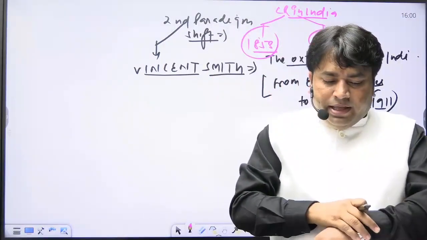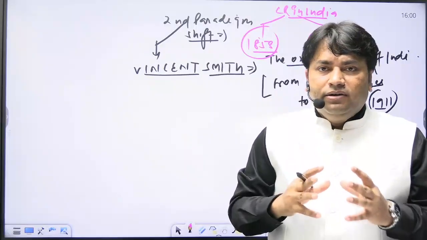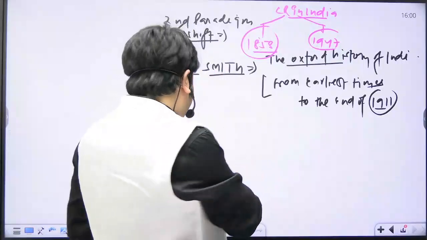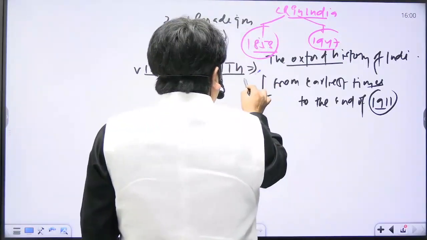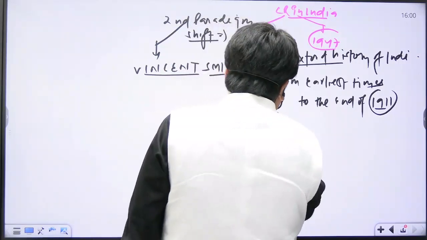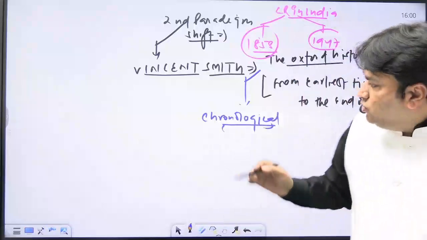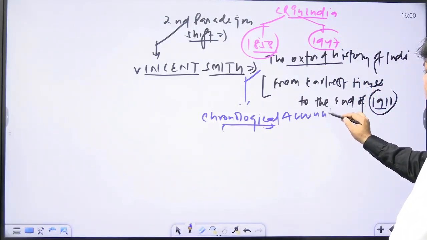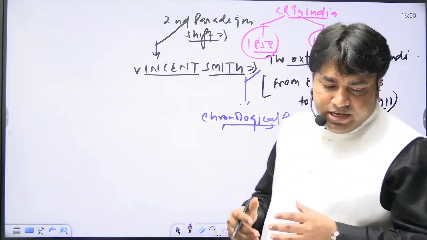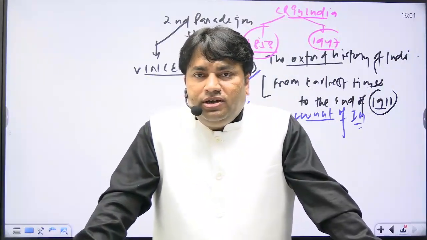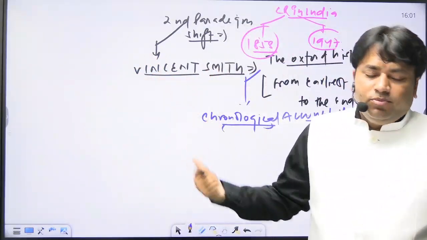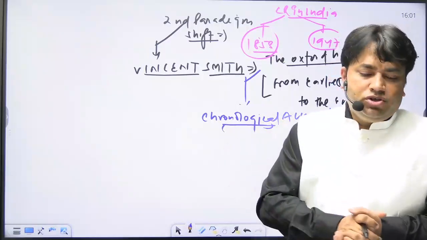And here, what did Vincent Smith do? Another break in Indian history. He presented a chronological account of Indian history. When we say chronological account, James Mill promoted religious periodization, and Vincent Smith is promoting a chronological account of Indian history.